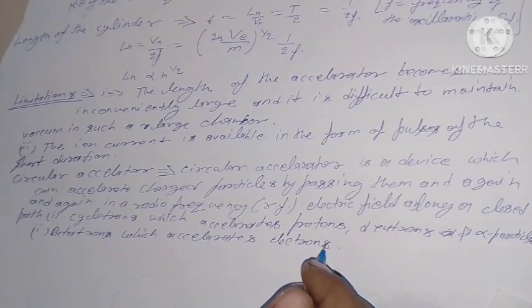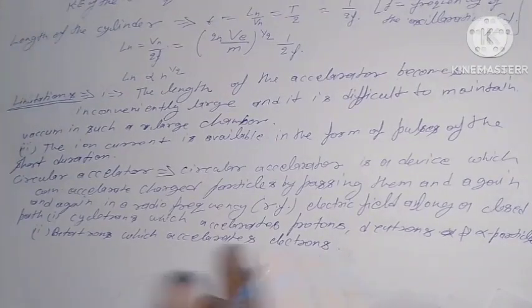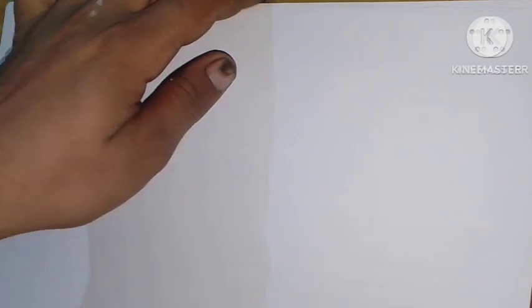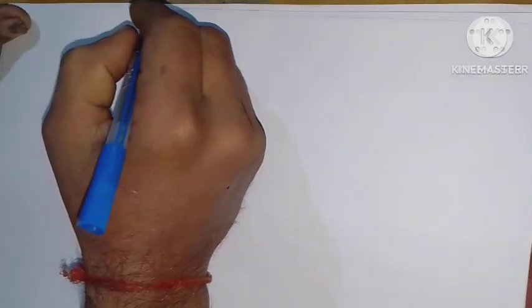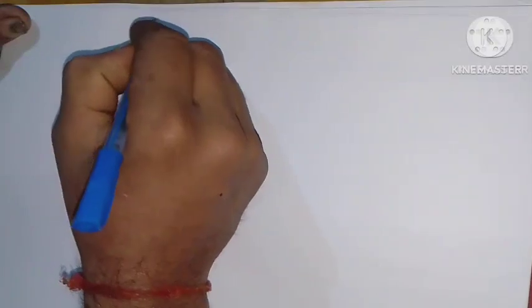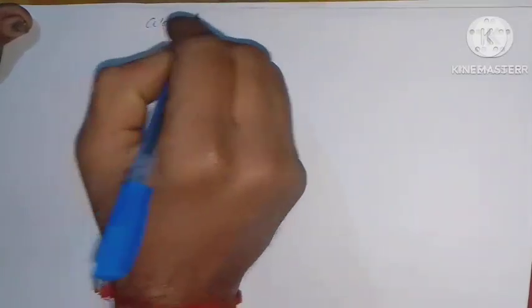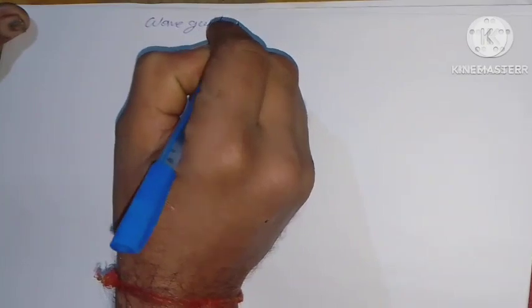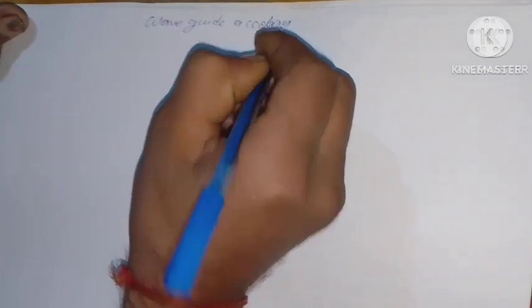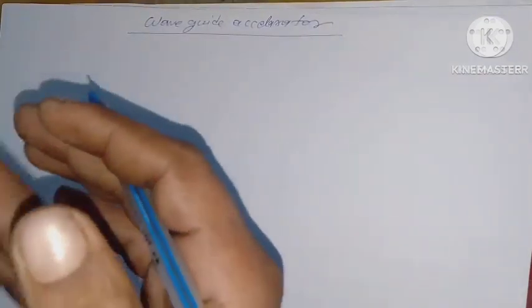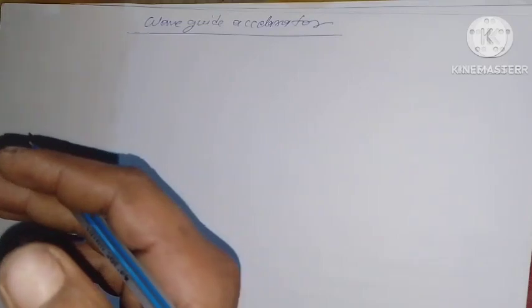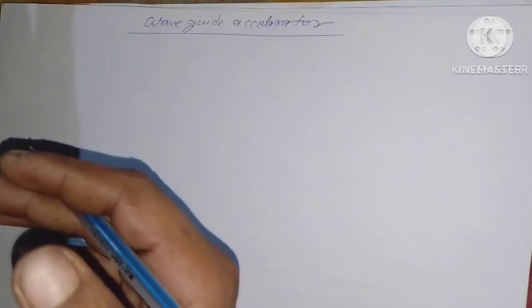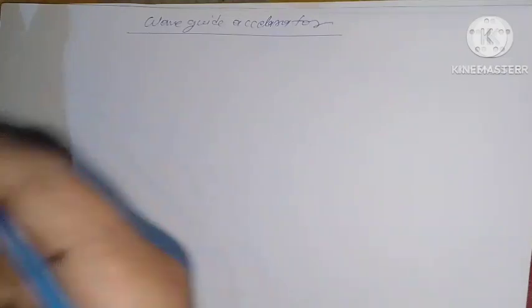Okay. Next, waveguide accelerator. Waveguide accelerator makes use of electromagnetic radiation waves traveling in a waveguide to accelerate charged particles.